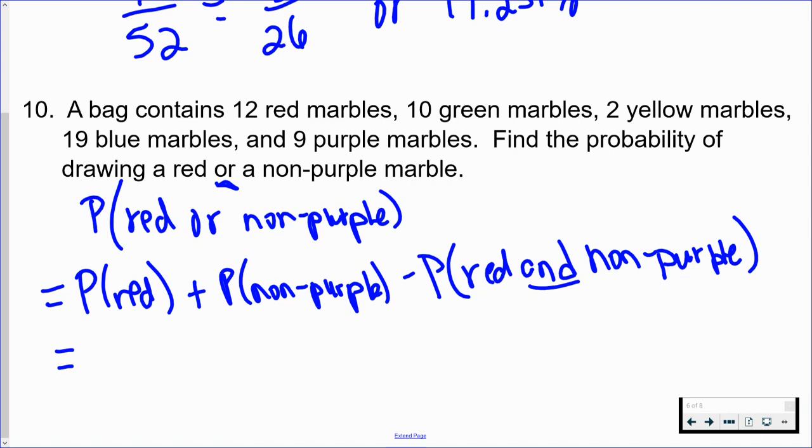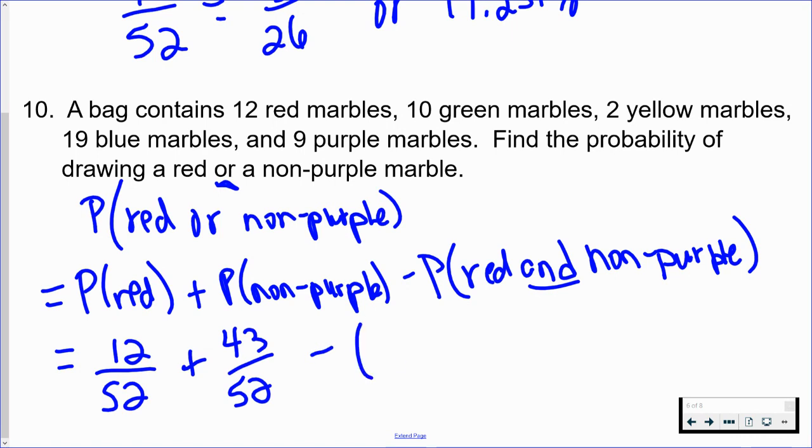Probability of red. Well, there are how many red ones? There are 12 red ones out of the 52, right? Now we want to figure out our total number of non-purple. Non-purple is anything that's not purple. So what I'm going to do is take 52 and subtract 9. There are only 9 that are purple. So if we subtract 9 away, that leaves 43.